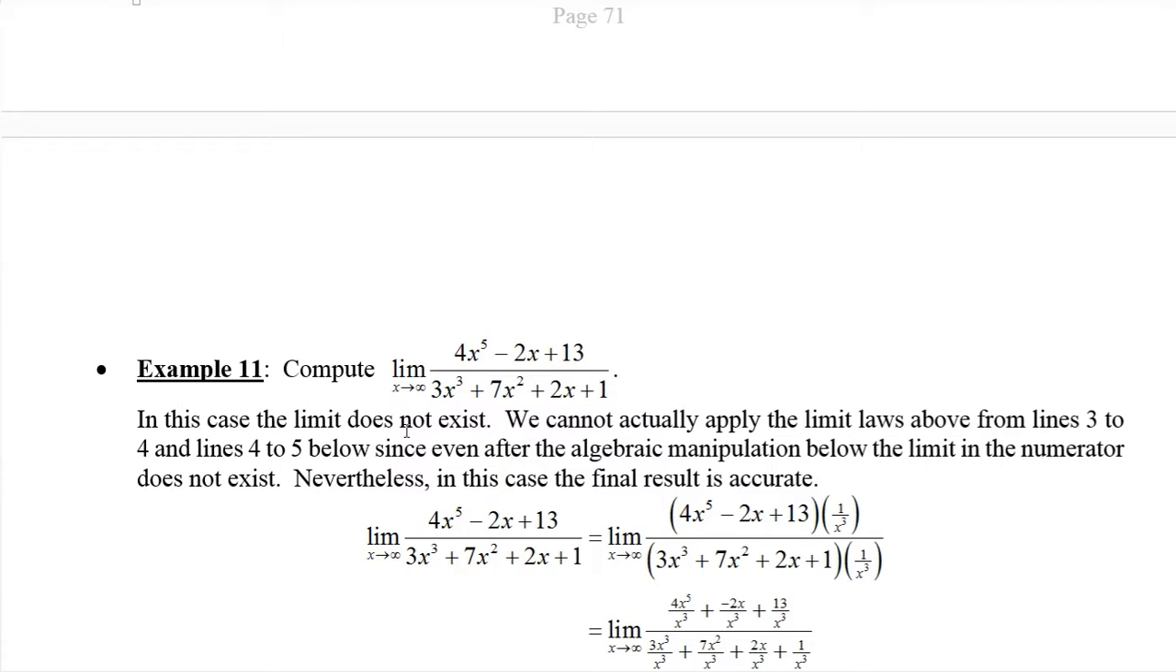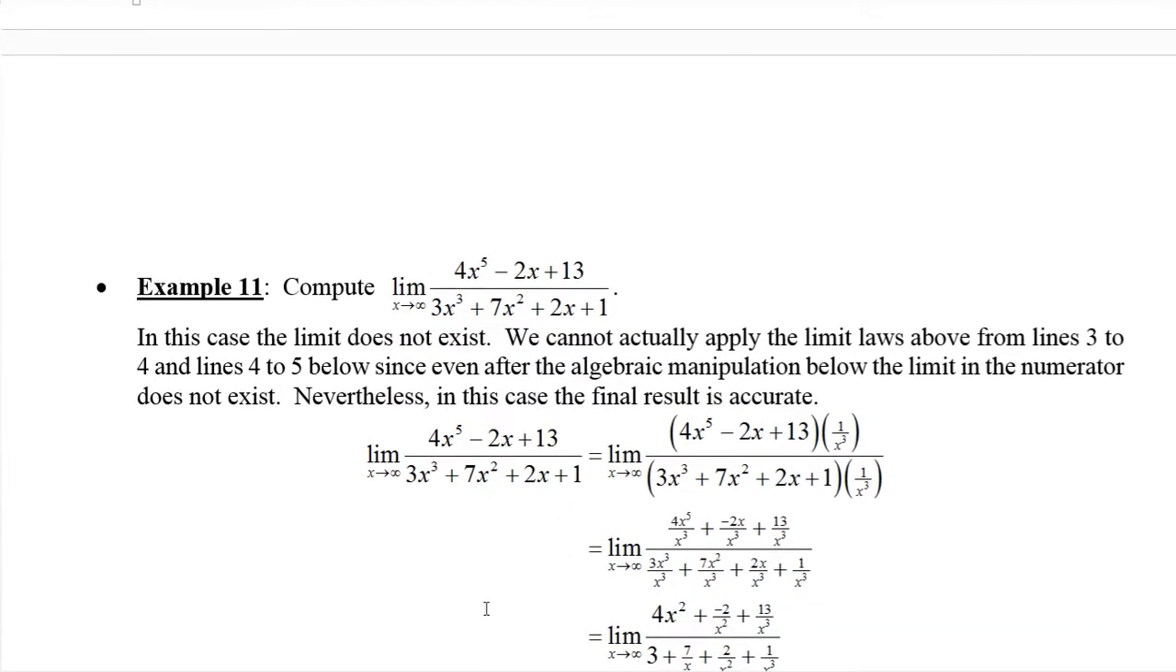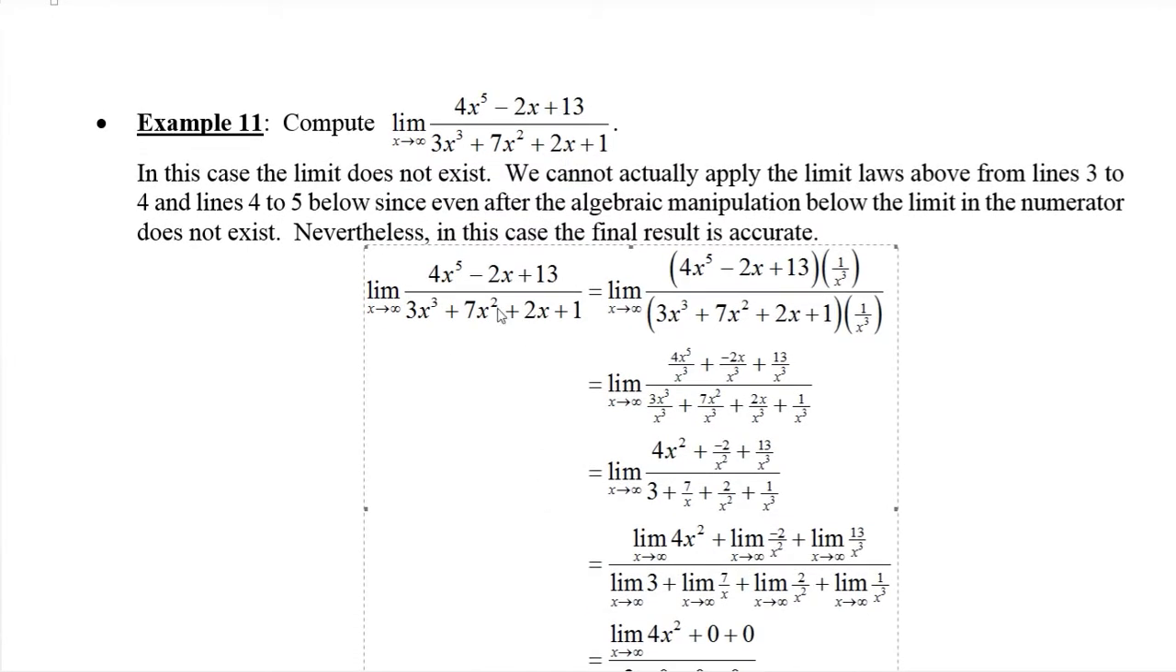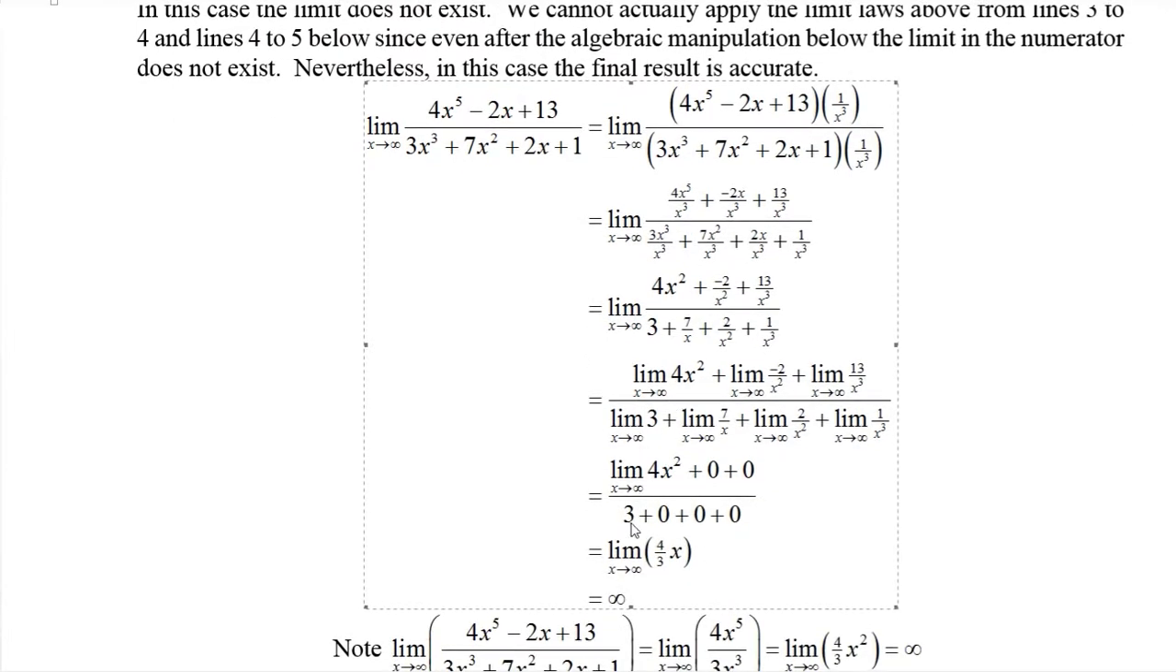Now, technically speaking, we can't really apply some of the limit laws below because some of these limits don't exist. But in practice, really, the basic technique still kind of works out. We take the largest power in the denominator and multiply by its reciprocal. We use that same technique and distribute and cancel. We see that when we take these limits, this one goes to a constant. These all 5 go to 0. But this limit goes to infinity.